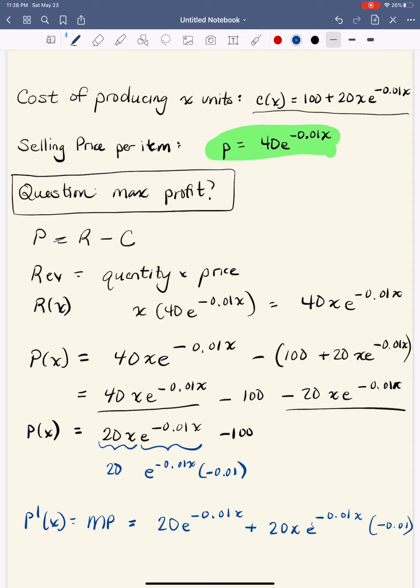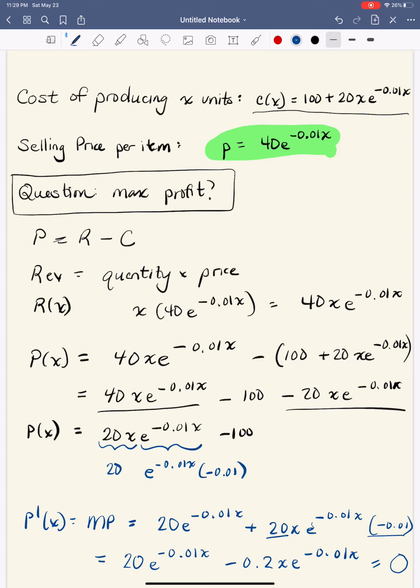And of course, we should simplify that. So we have 20e to the negative 0.01x. Now we can multiply the 20 and the negative 0.01, and that gives us negative 0.2x e to the negative 0.01x. And we know that what we want to happen occurs when the derivative is equal to 0. That's how we locate all mins and maxes. So we still have a little bit of ways to go yet. We have to find the critical number, and then we should verify that it is indeed a maximum. We know it probably is going to be, but we need to verify.